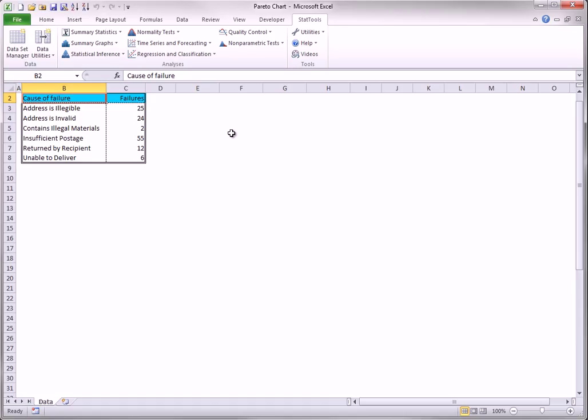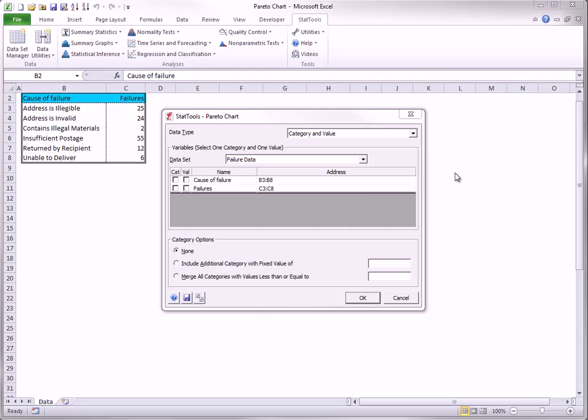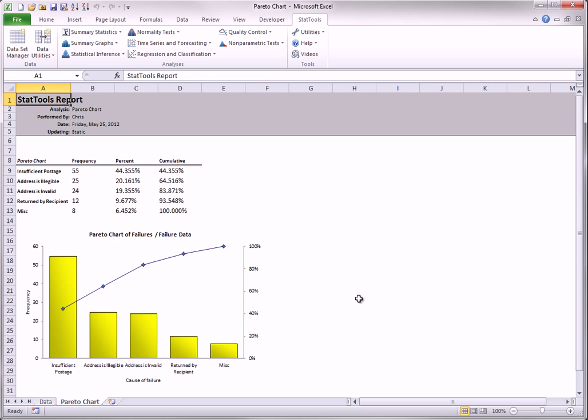To create this chart, you select Pareto chart from the quality control dropdown, and you fill in the dialog box as shown here. Note the option to merge causes with small counts. Here is the resulting graph, with the tallest bars to the left. The miscellaneous bar is for the merged group.